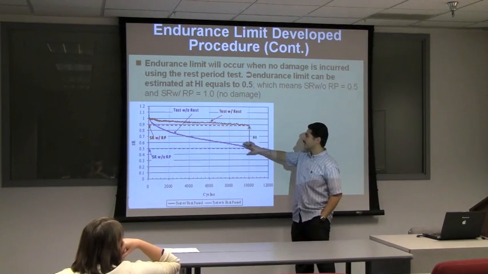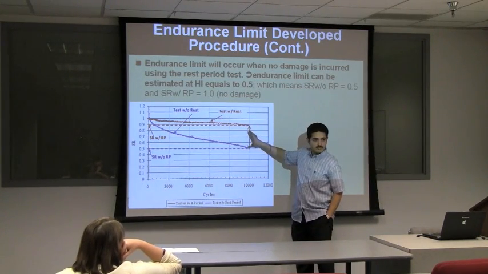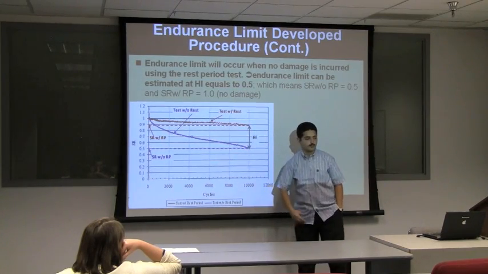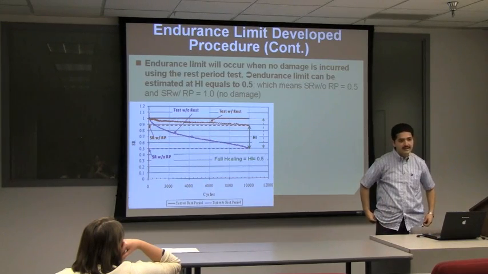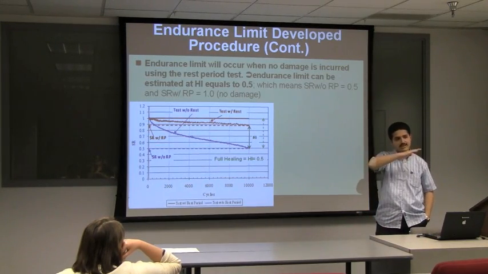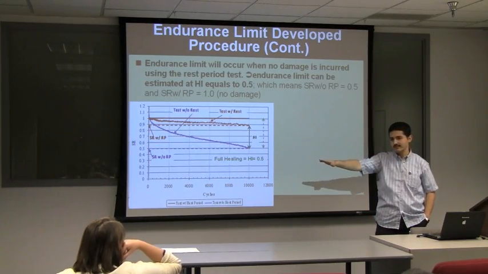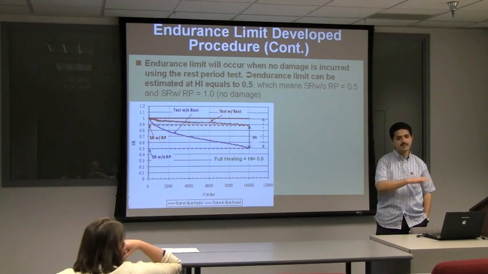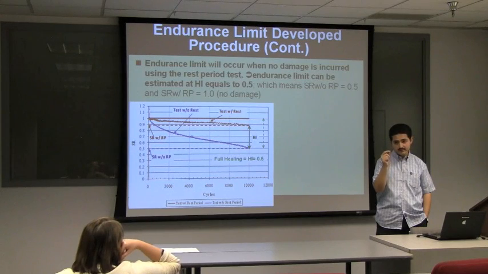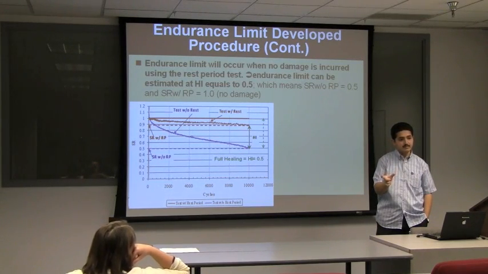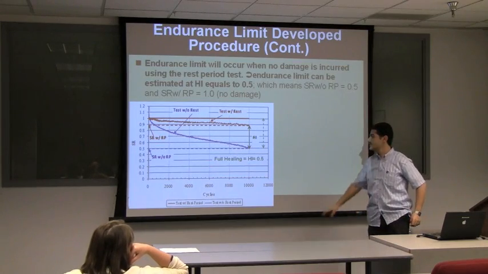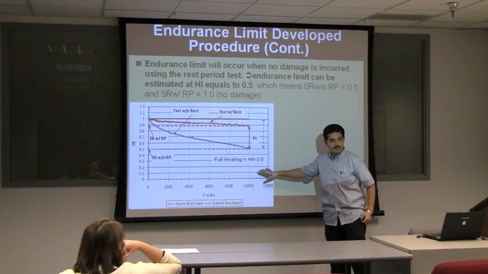In this example, the healing was what? 0.4, minus 0.5, minus 0.5, 0.4. And what I'm saying is the endurance limit will happen if I have the red line as a flat, horizontal line. That means there's no damage. This sample is going to go forever. There's no damage at all. Even if there is an incremental small damage, it's going to be recovered within the rest period that I'm applying. This means that I'm going to have a full healing at 0.5.